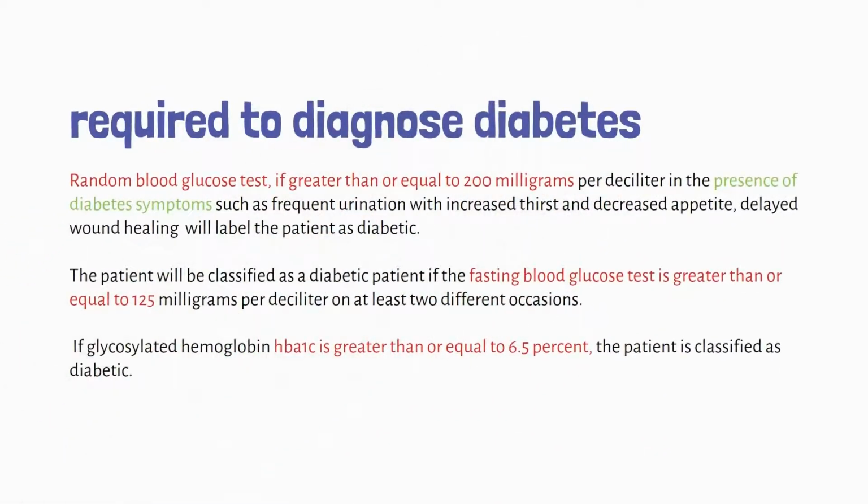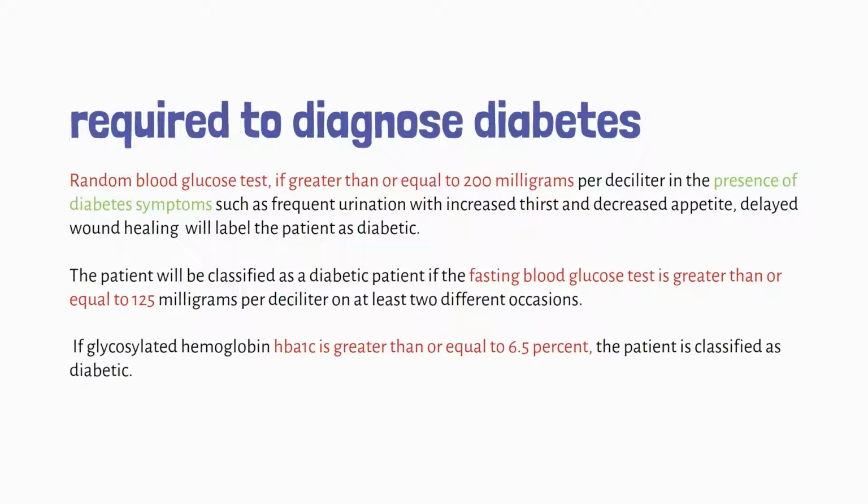Random blood glucose test, if greater than or equal to 200 milligrams per deciliter in the presence of diabetes symptoms such as frequent urination with increased thirst and decreased appetite. Delayed wound healing will label the patient as diabetic.